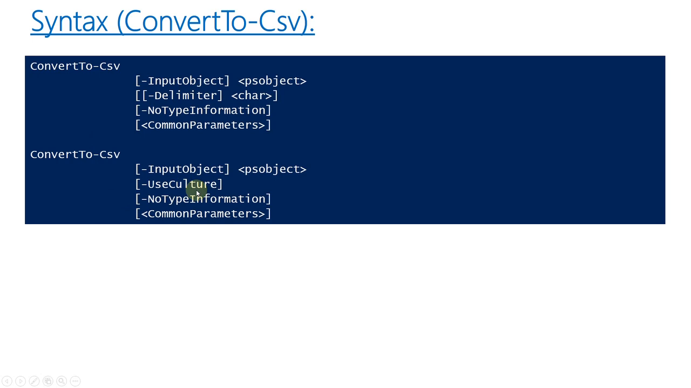By default, when we convert the object into CSV, the output will have a type information header. If we want to exclude that header from the CSV output, then we can just use the parameter called NoTypeInformation. So this is the syntax of ConvertTo-CSV, and this is how we can use it. Now let's move to the other slide.